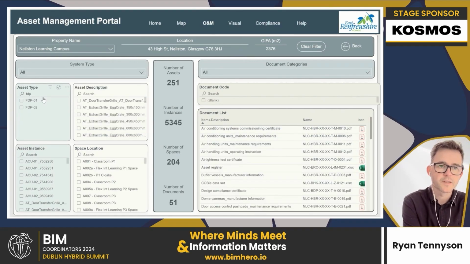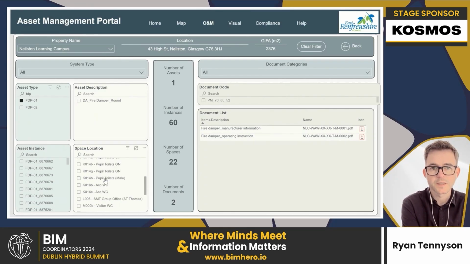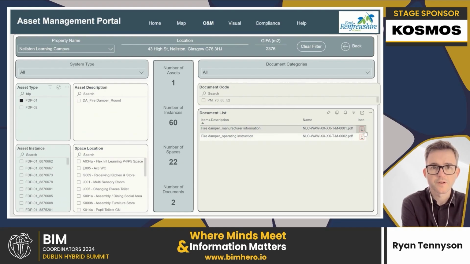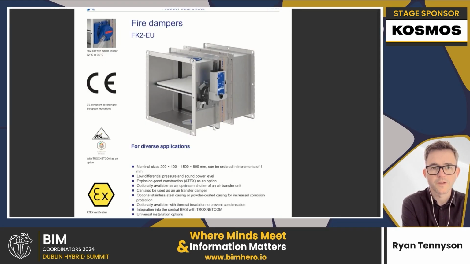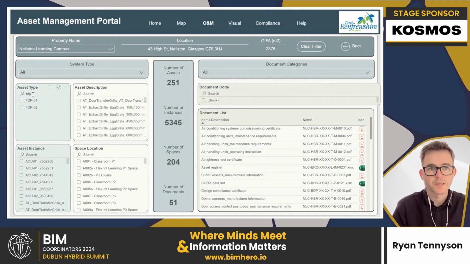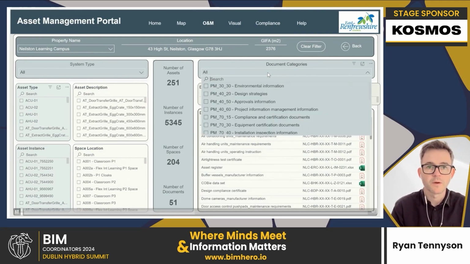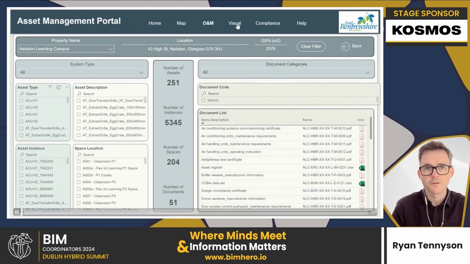And also the other example of a fire damper, you can search for that. Where is that located in the school? The instances of that, and then you can directly open the documentation within the Power BI dashboard itself. So a very simple way to be able to access that information for anybody, either within the organisation or who may be operating the buildings on the ground.